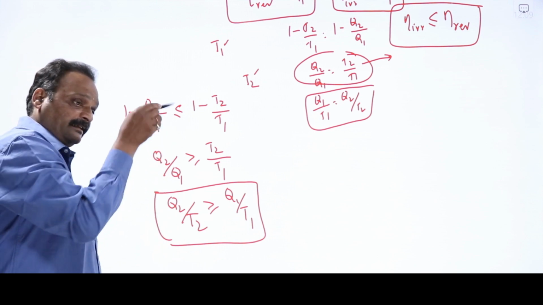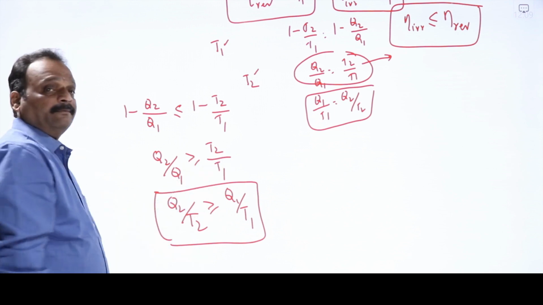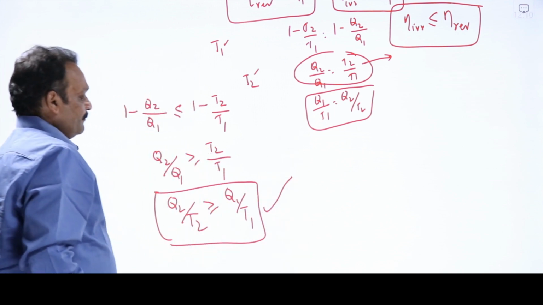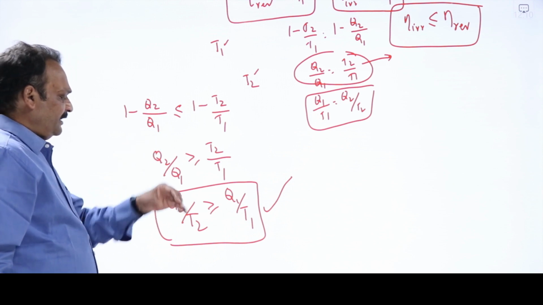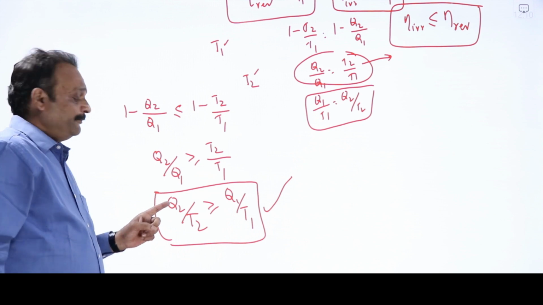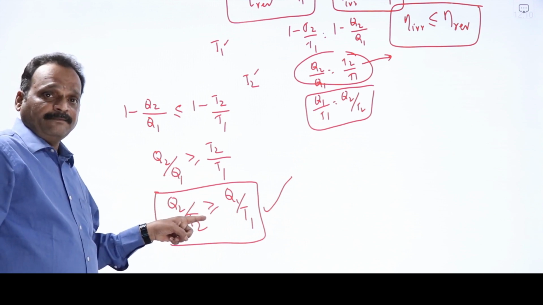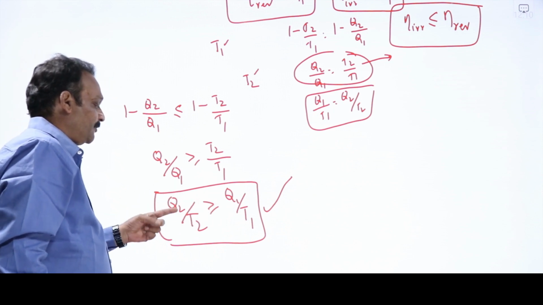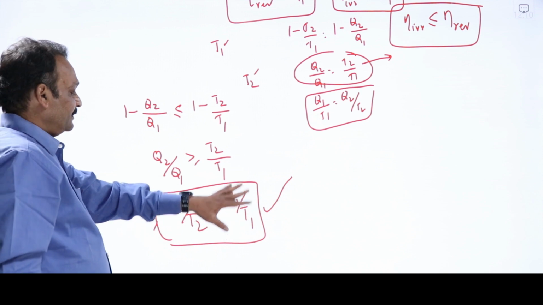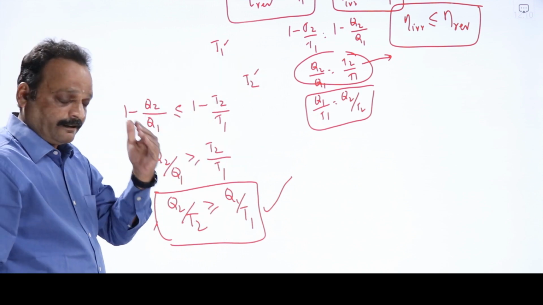If the engine is really an irreversible engine, Q2 by T2 will be greater than Q1 by T1. This is the consequence of Carnot's theorem. So in general, for any engine, Q2 by T2 is greater than or equal to Q1 by T1. If it is a reversible engine, the equality sign is applicable. If it is an irreversible engine, Q2 by T2 is greater than Q1 by T1. With this, we'll now see the application, and further enter into what is known as the entropy concept.